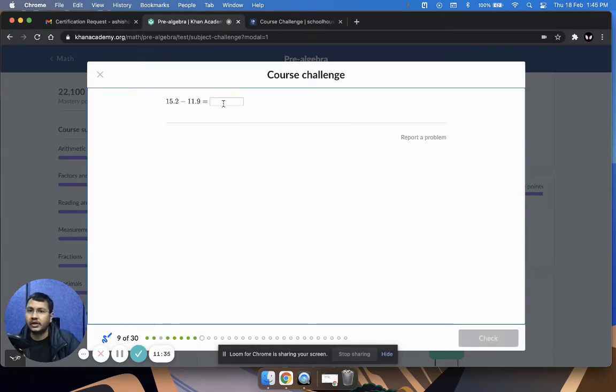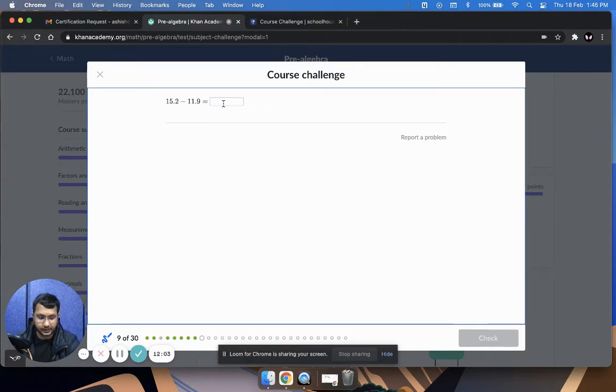Moving on. Some decimal subtraction. It's not so hard. 15.2 minus 11.9. The first thing I'm going to do is write these numbers down, and then let's go from right to left. You can't subtract 9 from 2, so you take 1 carry over from 5. You have 4 there, and then you have 12 here. 12 minus 9 is 3. 4 minus 1, you get 3, and then 1 minus 1 is 0.